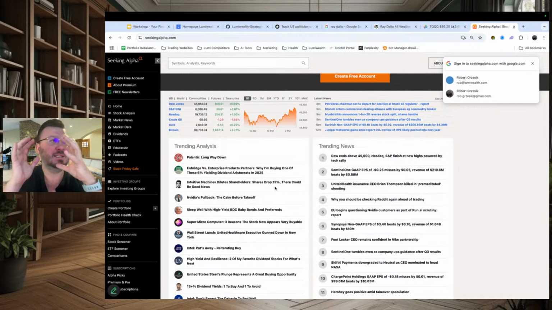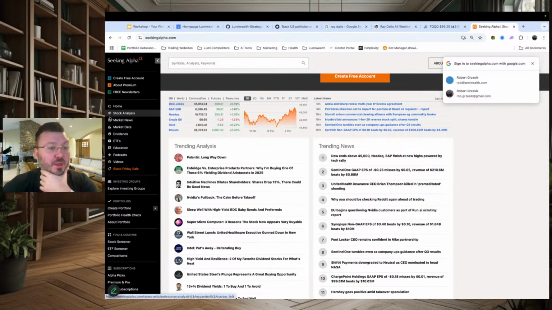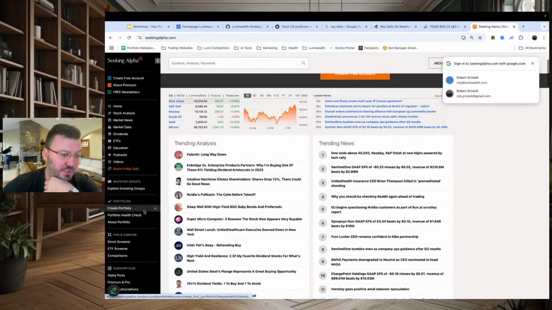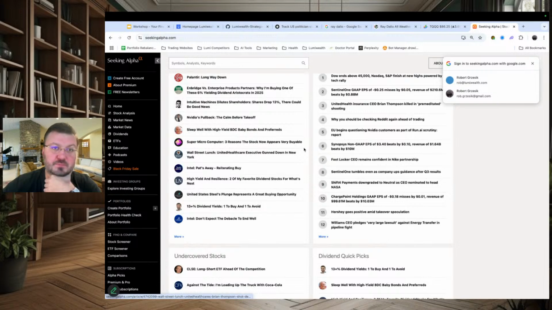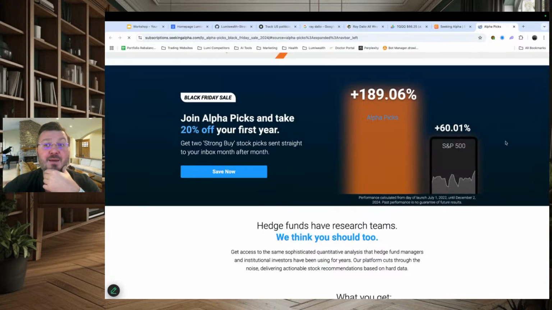So what Seeking Alpha decided to do is they took all this data that they have, tons and tons of data on all these different things, and they created their own portfolio called Alpha Picks. They provide 2 stock picks per month, right? And let me show you here, Alpha Picks. They provide 2 stock picks per month, and they have some pretty damn good stock picks.